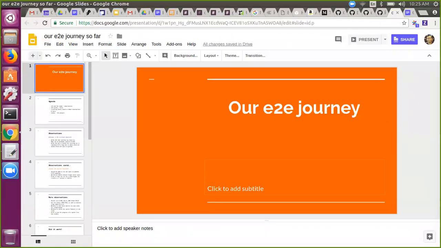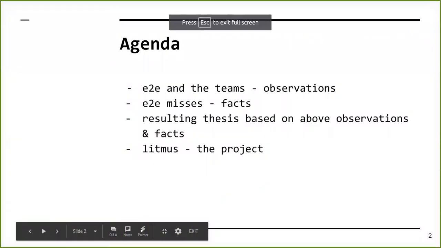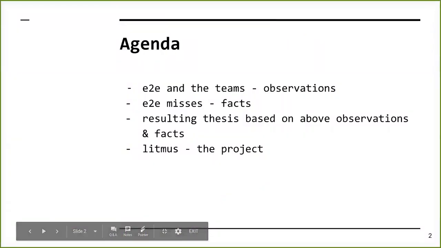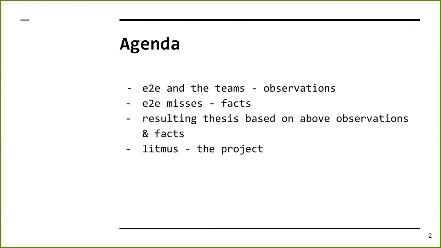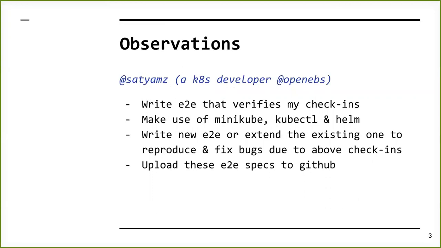All right. So in this presentation, we'll be talking about the journey of OpenEBS with respect to end-to-end testing. We should be discussing the observations OpenEBS and all of us had with respect to end-to-end. We shall see what factors were missing in end-to-end and what we did to solve them. And finally, we'll be introducing the project called Litmus, which is again the topic for the next discussion that Karthik will be starting. All right, so here are a few observations.